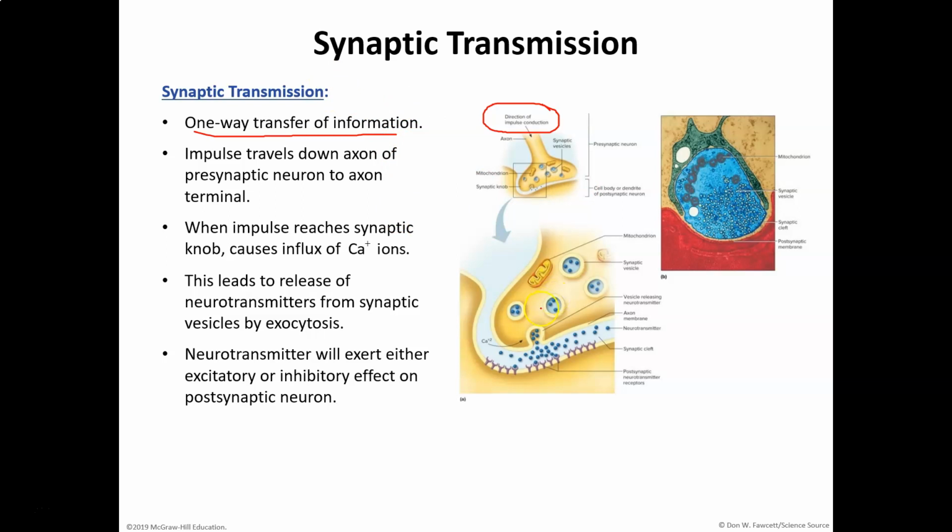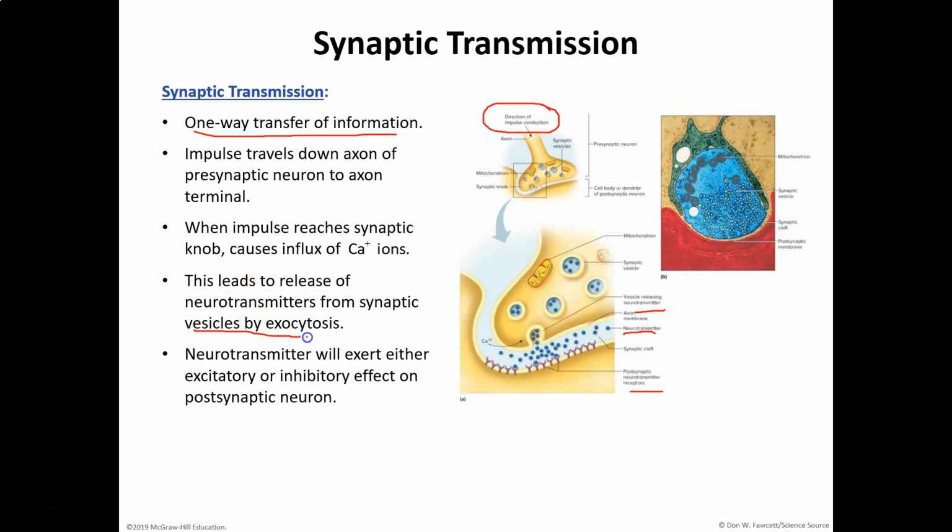Here are the vesicles that have neurotransmitter in them. Here's the vesicle using exocytosis to bind with the cell membrane here. It releases its neurotransmitter. Here's the neurotransmitter, a little blue dot. The neurotransmitter combines with its specific receptor on the postsynaptic membrane.